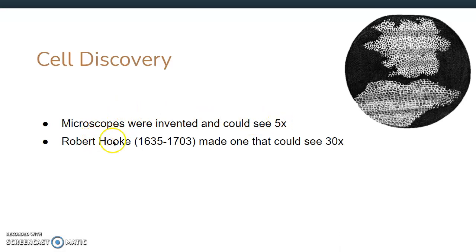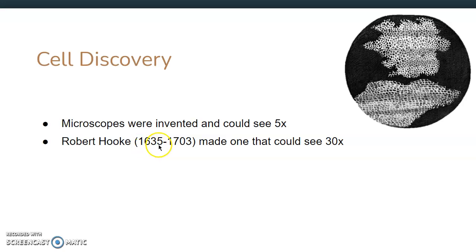But as people started playing around, they were really interested in, oh, I could see something smaller 5 times better. So let's look at trying to make it even better than 5 times. So Robert Hooke is the first scientist we're going to talk about.